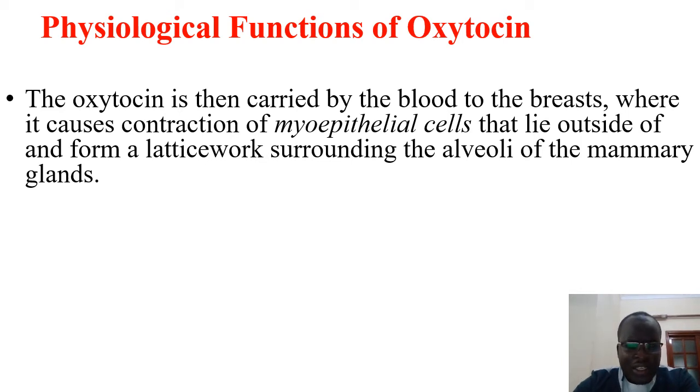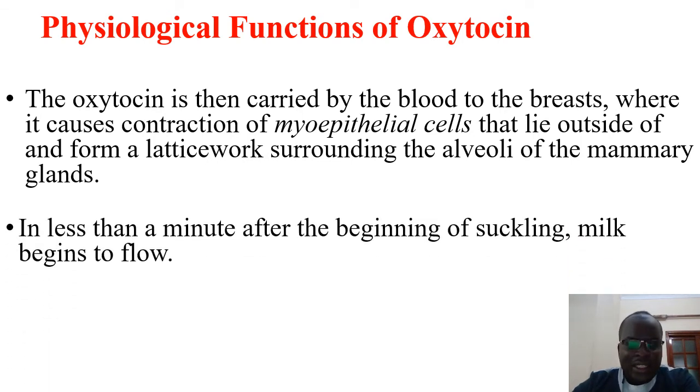The oxytocin is carried by the blood to the breast, where it causes contraction of myoepithelium cells that lie outside, in the form of a lattice work surrounding the alveoli of the mammary glands. The mammary glands are the breast, where milk is being produced. If these myoepithelium are contracting, they are squeezing the milk out of the breasts. In less than a minute after the beginning of suckling, milk begins to flow, because the oxytocin is now transported to the myoepithelium.